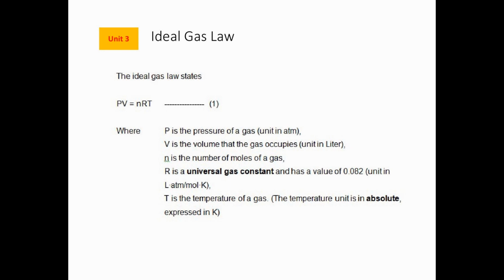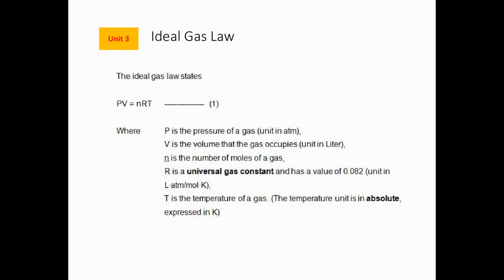PV is equal to nRT. That's one of the most important formulas you need to remember. P is the pressure of the gas, and the unit we use is the atmosphere, ATM. Volume has a unit in liters. n is the moles of the gas. R is the gas constant, which with all the units that we use here is roughly 0.082.